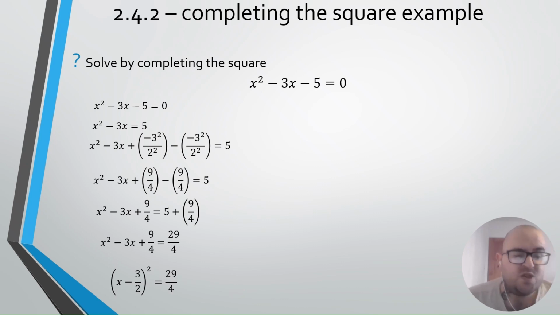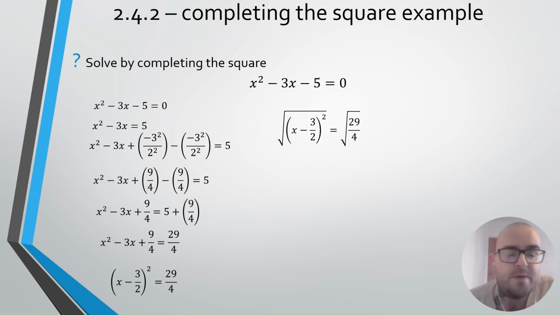Once you factorise, you get x minus 3 over 2 squared is equal to 29 over 4. You then take the square roots on both sides. On the left hand side, you're only taking the positive square root. On the right hand side, you need both the positive and negative square root.